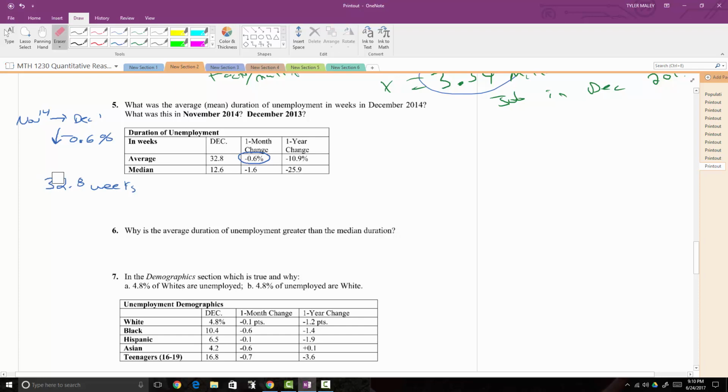Right, so how can we calculate this? So again, I don't know November. I'm trying to figure that out, so that's x. And then I go through some change that goes down 0.6%, and then we arrive at 32.8. So I'm going to do this one a little quicker, but you do it the same way as before. So we would take x times our multiplier. So if we take 100 minus 0.6, we get 99.4, right? So this would be 0.994 equals 32.8, so x is equal to 32.8 divided by 0.994.